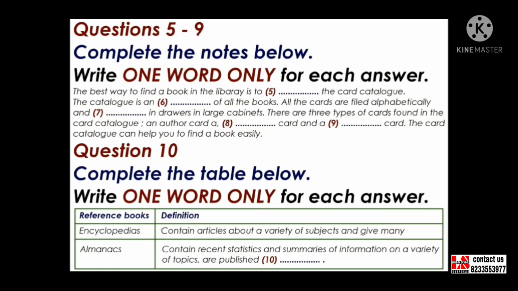pictured here. Next is atlases. An atlas is a book of maps. It may contain many different kinds of maps. The maps in an atlas are often arranged alphabetically by country or continent.